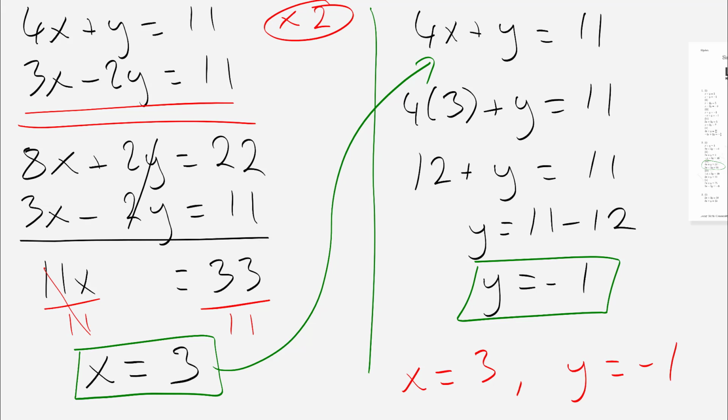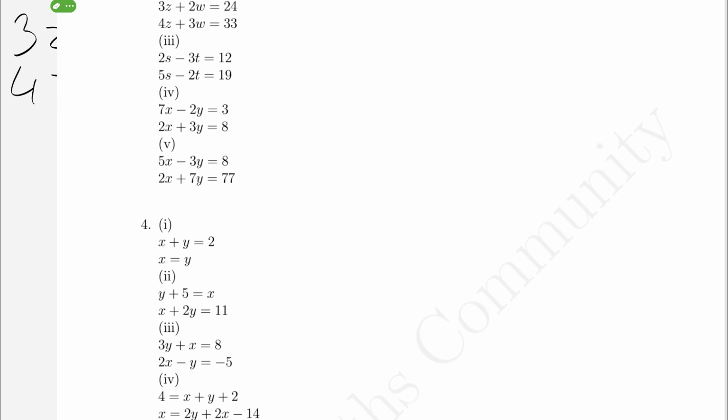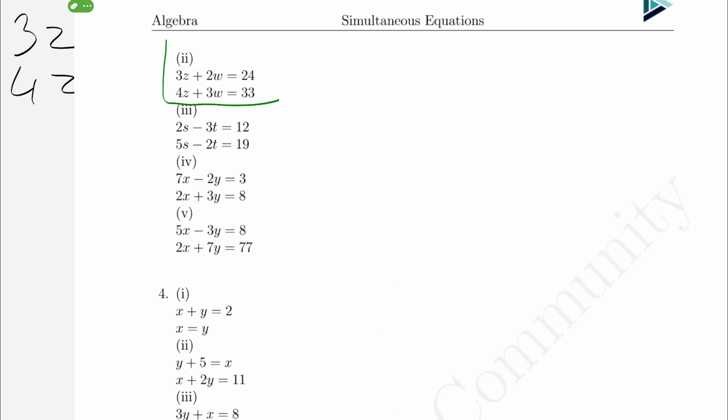Let's look at one more example. We'll step up the difficulty level a little bit more. The one I'm going to look at with you this time is this part 2 here. 3z plus 2w equals 24. 4z plus 3w equals 33.